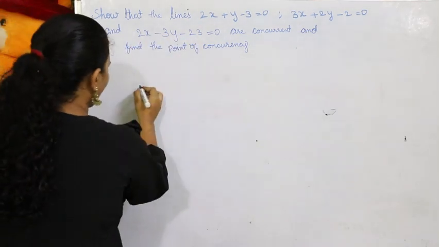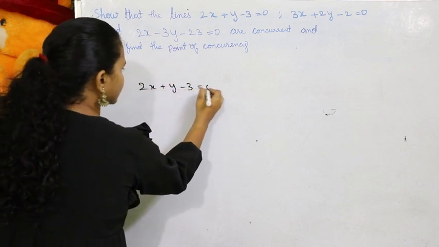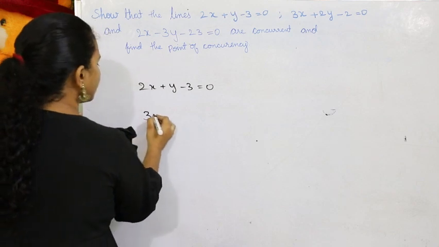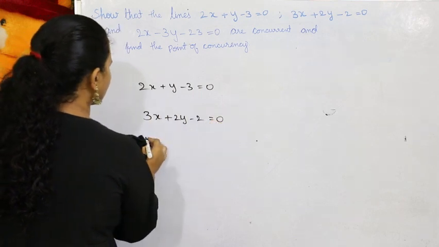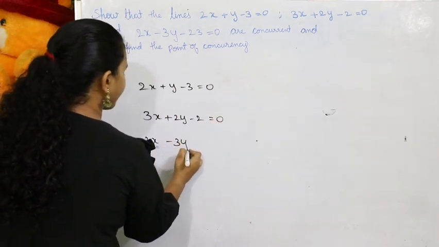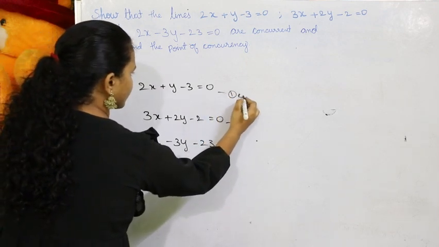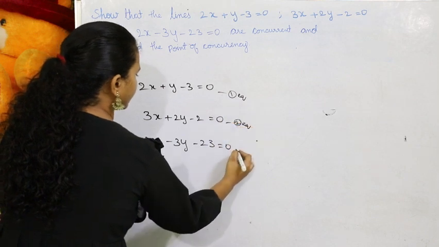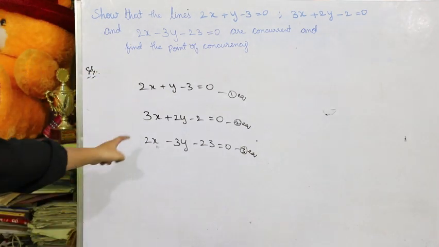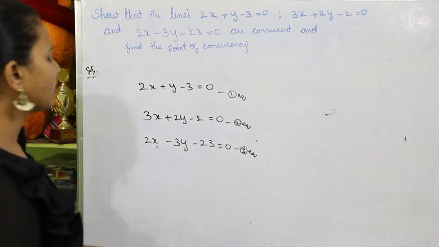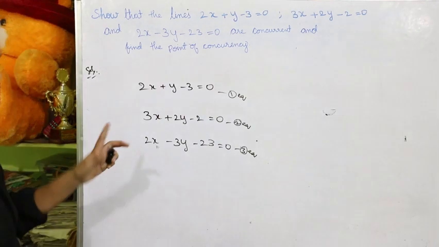Let us write down the 3 lines as they are. First one is 2x plus y minus 3 is equal to 0. The second equation is 3x plus 2y minus 2 is equal to 0, and the third one is 2x minus 3y minus 23 is equal to 0. Let's consider these as equation 1, equation 2 and equation 3. Clear?